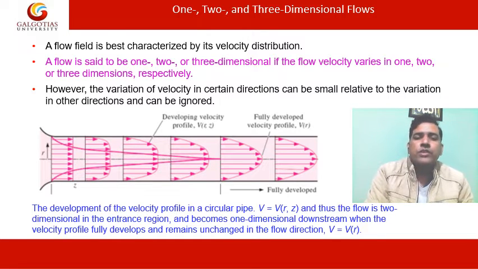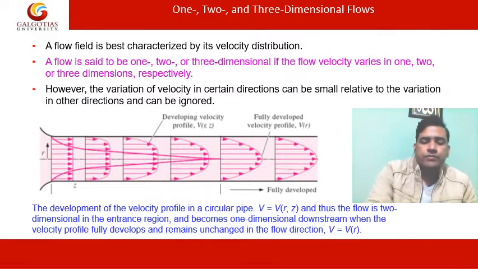As you can see, this is how the velocity develops over a period of time, in the development of the velocity profile in a circular pipe, v equal to v(r, z), and thus the flow is two dimensional in the entrance region and becomes one dimensional downstream when the velocity profile fully develops and remains unchanged in the flow direction.